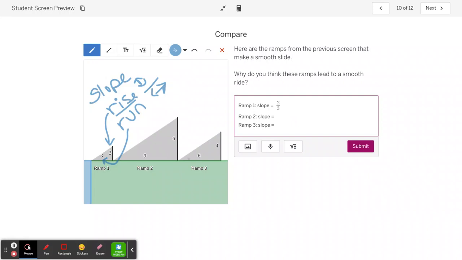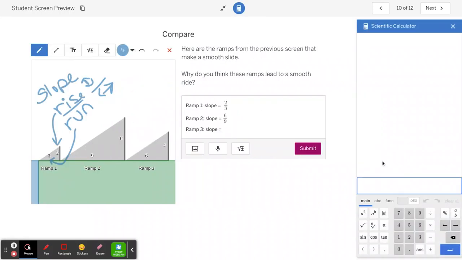Find these two. What is ramp 2? What is ramp 3? Ramp 2 is 6 over 9. Yep. Do the same thing for ramp 3. And why do they lead to the same one? None of them are the same numbers. Well, you're going to know why in a minute.